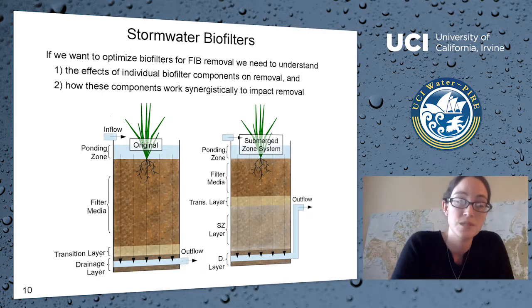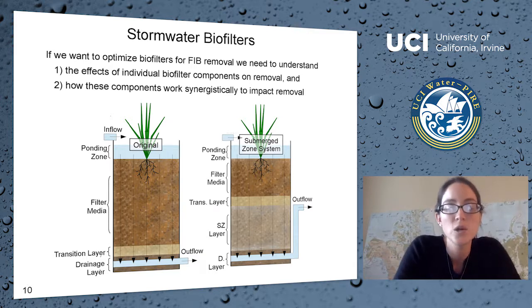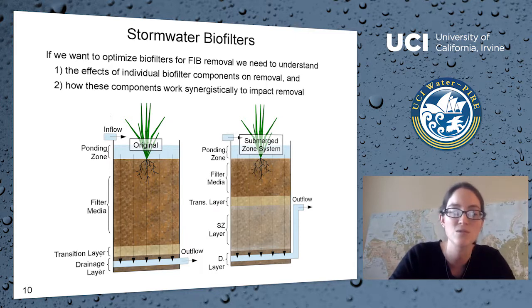As you look at these schematics, it's obvious that there are a lot of different biofilter compartments or components. Your vegetation, the ponding zone, filter media, submerged zone layers, all kinds of things. And so I'm going to argue on slide 10 that if we want to be optimizing biofilters for fecal indicator bacteria removal, we really need to understand both the effects of individual biofilter components on removal and how these components work synergistically to impact removal, because the whole is more than the sum of its parts. But to start, we're going to look at these individual biofilter component effects, and I'm going to talk about it from a very conceptual framework.